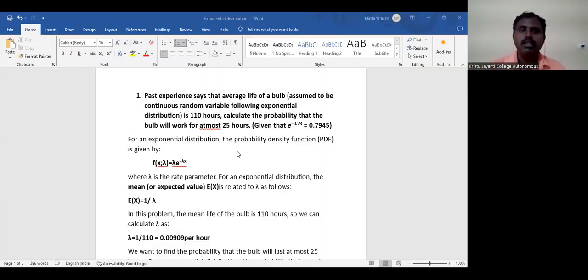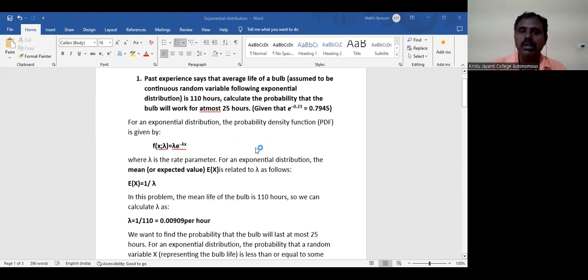Okay. So past experience says the average life of a bulb, assumed to be a continuous random variable following the exponential distribution, is 110 hours. Calculate the probability that the bulb will work for at most 25 hours, given that e to the power minus 0.23 equals 0.7945. So this is the question they asked. One year they asked this kind of question for 20 marks.